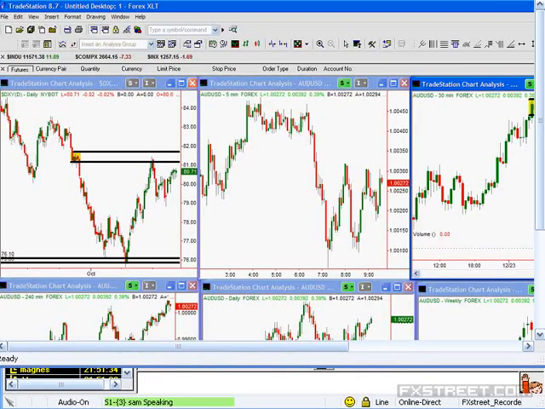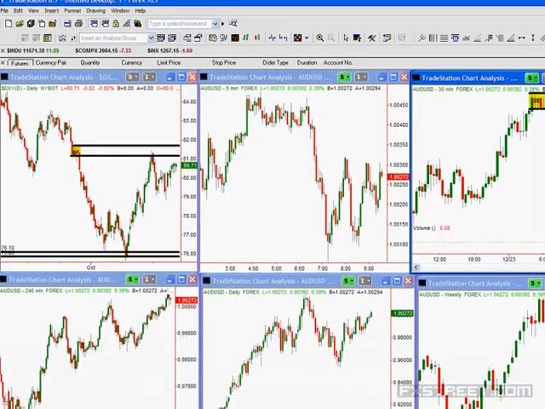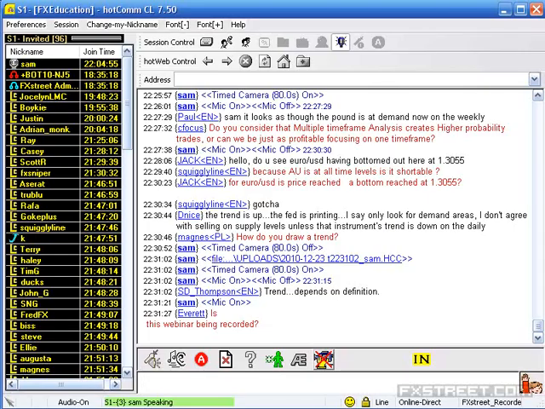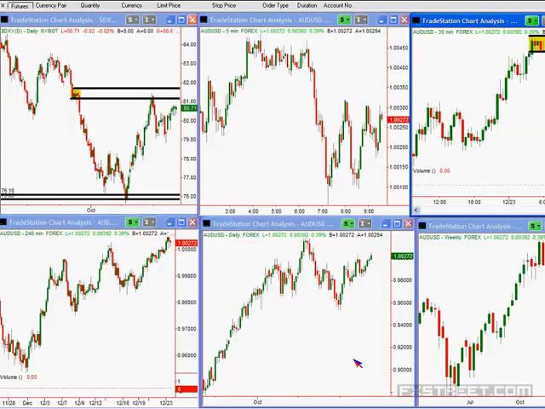Aussie chart, okay? Yeah, trend definitely depends on definition. Okay, absolutely. But remember, every big picture trend ends at larger time frame supply. Every big picture uptrend ends at larger time frame supply and begins at larger time frame demand.